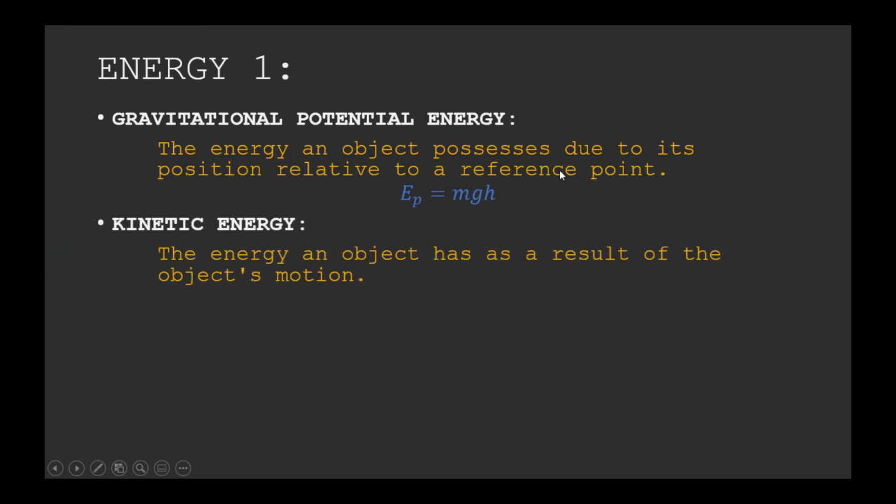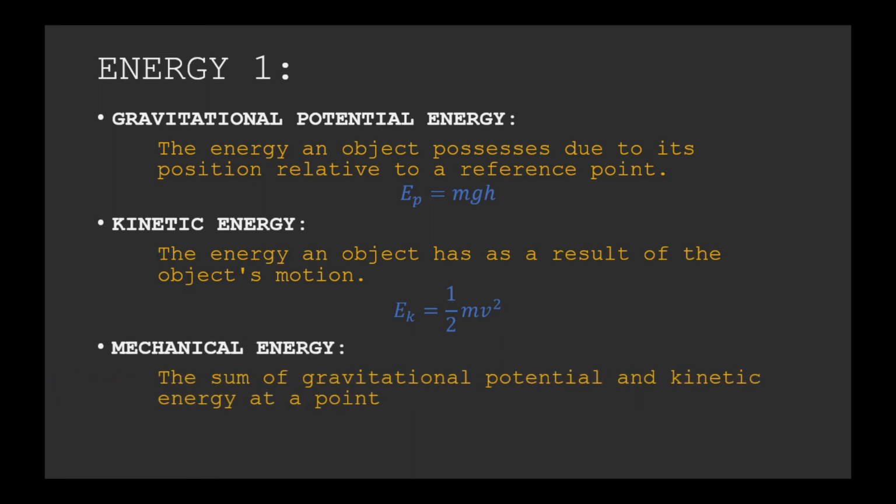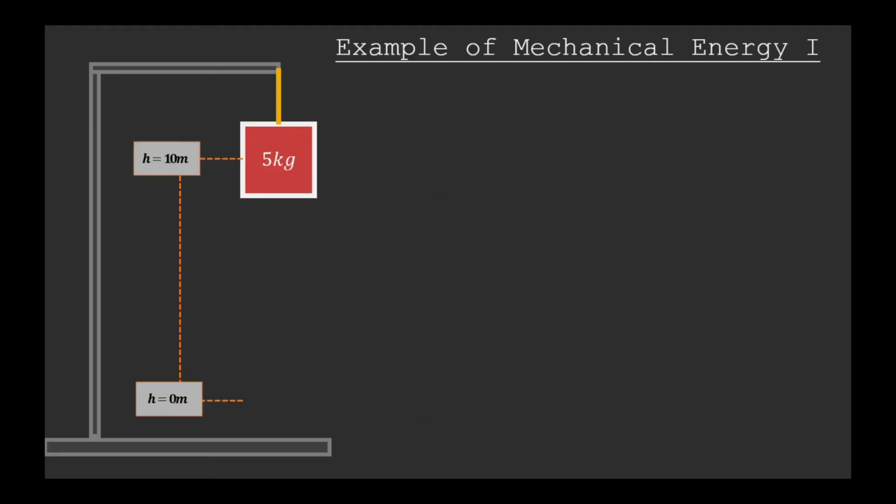We then get kinetic energy, the energy an object has as a result of the object's motion. We use the equation Ek is equal to half the mass times velocity squared, and finally we get mechanical energy. Mechanical energy is the sum of gravitational potential and kinetic energy at a point. And we'll use the equation Em is equal to EP plus Ek.